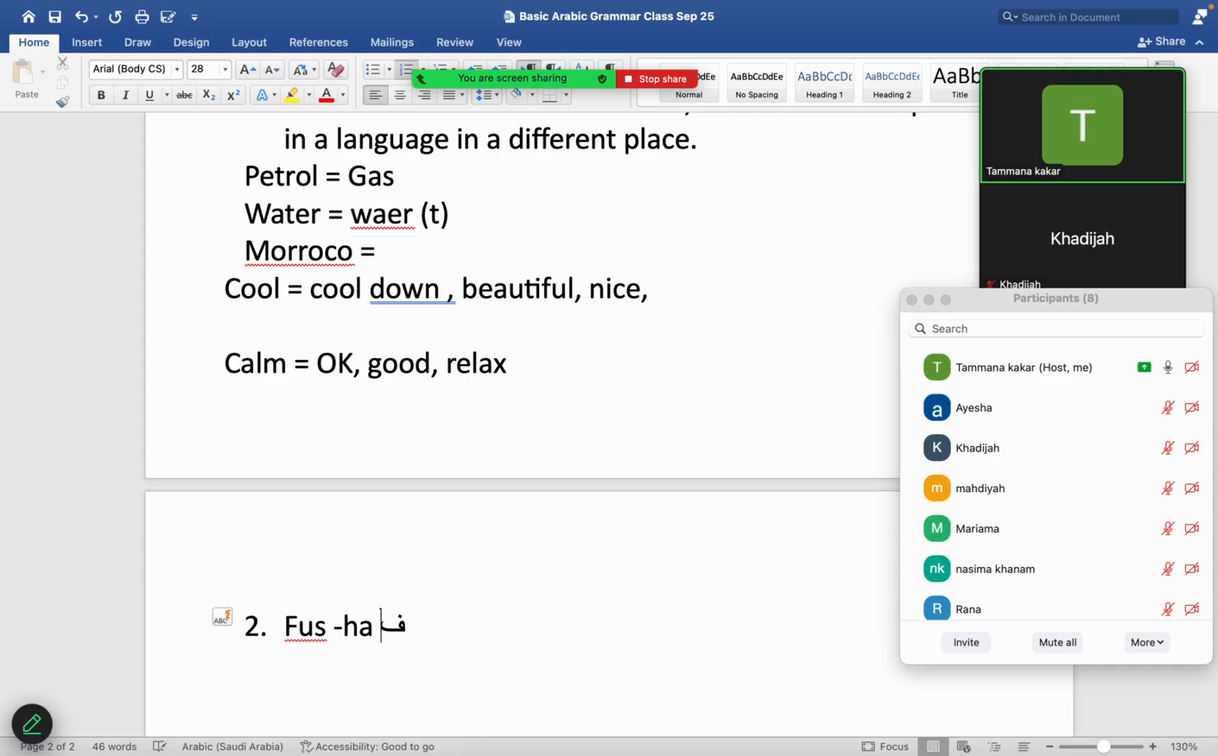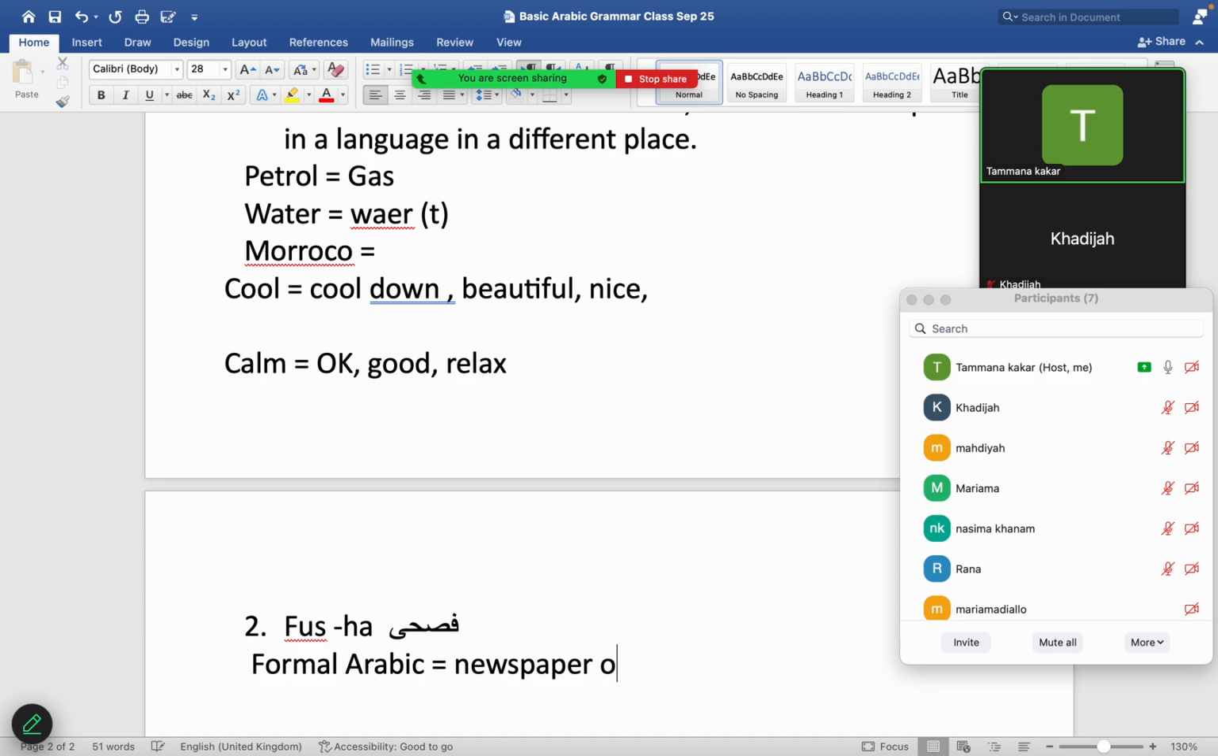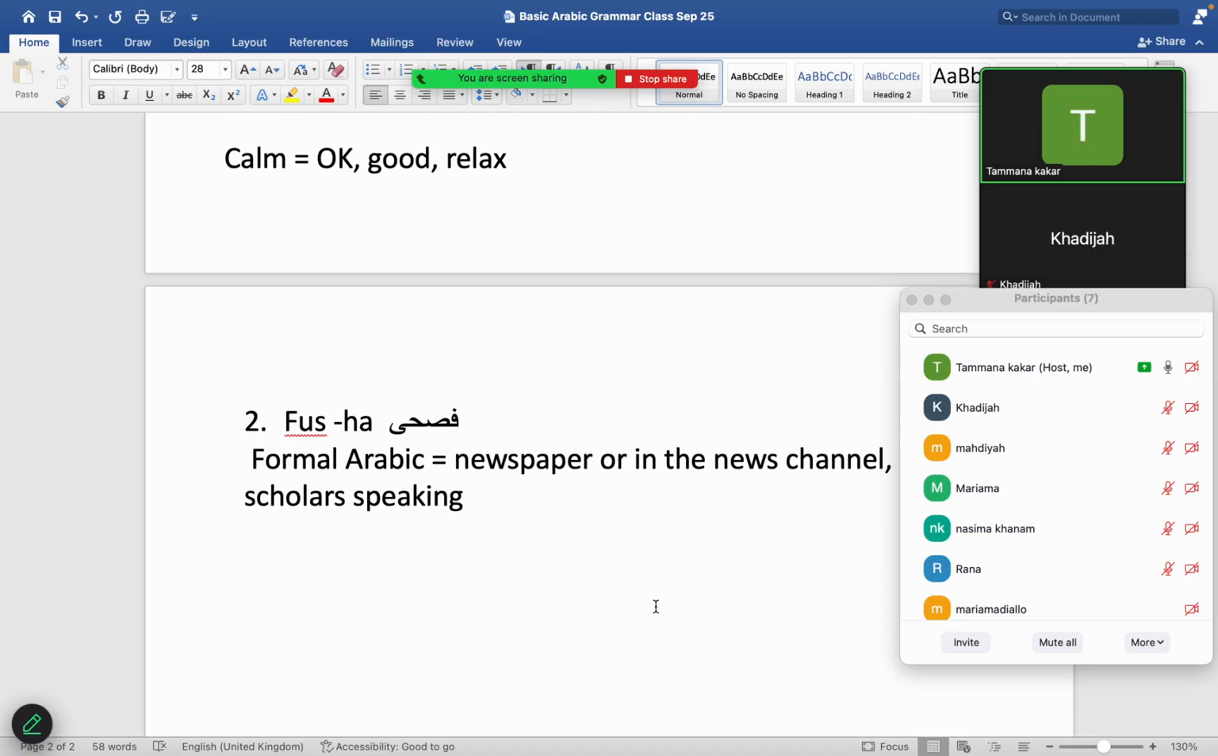Let me write it in Arabic. Fusha. Fusha is your formal Arabic. The Arabic which you see in newspapers or on the news channel, or when scholars are speaking, they speak in Fusha. So that's a formal language.